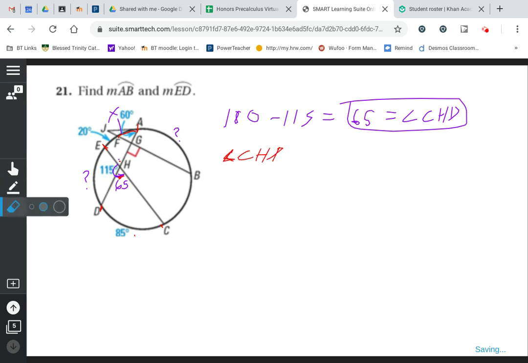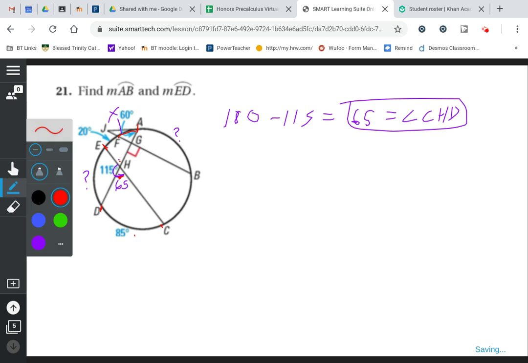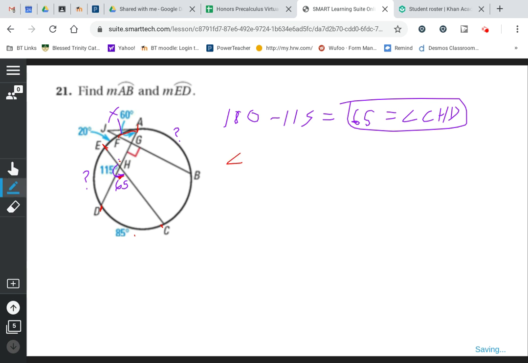So we know angle CHD, that was bad. Let's try that again. Angle CHD is equal to 1/2 the sum of the two arcs it intercepts. So it intercepts arc EA plus CD. So you see it intercepts that arc, so this arc here and this arc here.